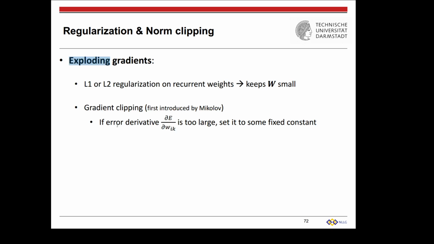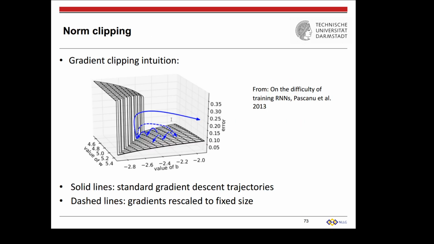Another thing is, if the error derivative dE by dWik is too large, set it to just some fixed constant, right? So that's also called gradient clipping. We compute the exact gradient by backpropagation. If it exceeds 1,000, we just set it to 1,000, right? So maybe that's our upper bound. Or if it exceeds 20, we just set it to 20.